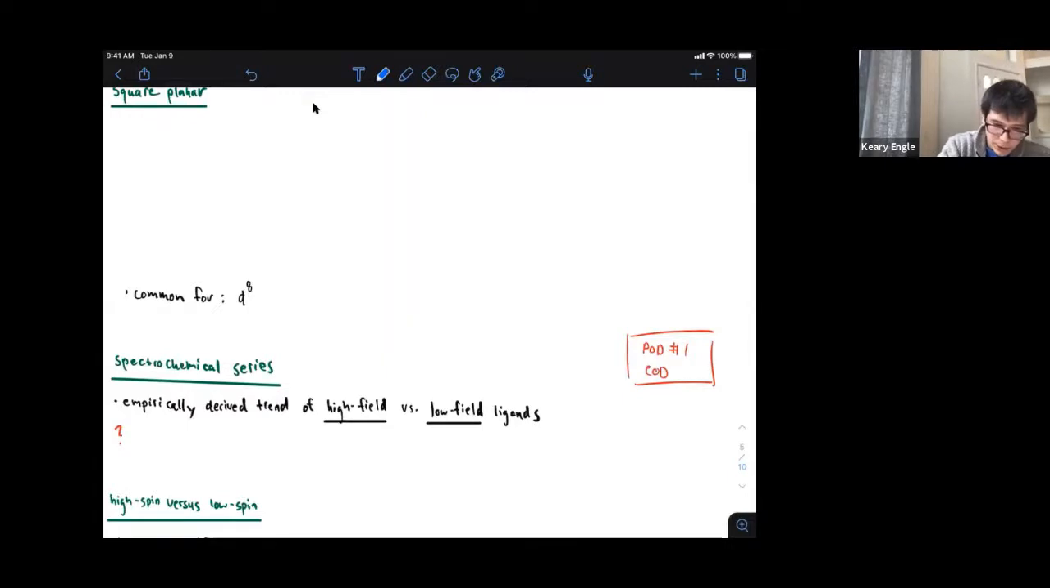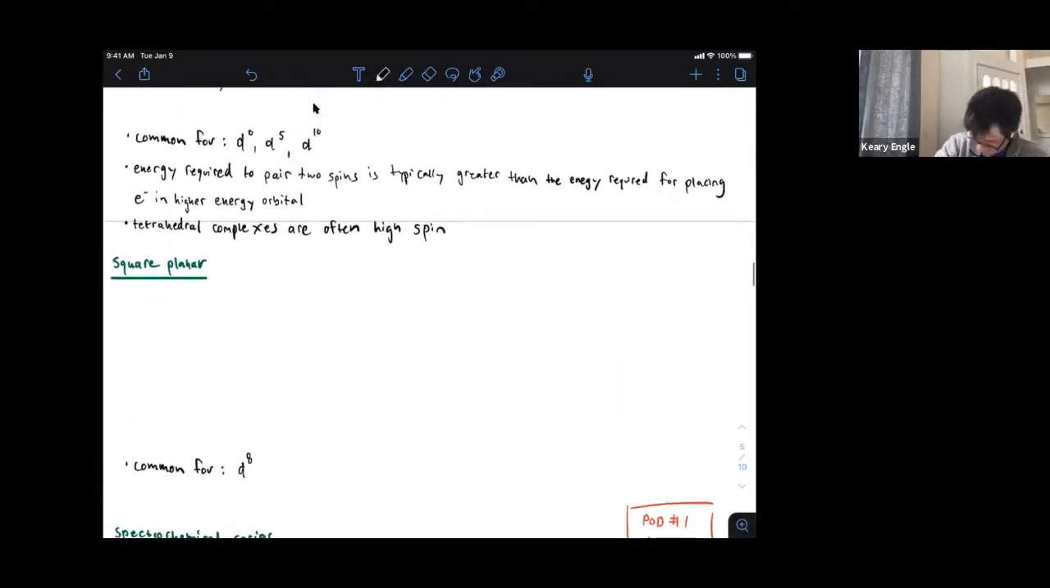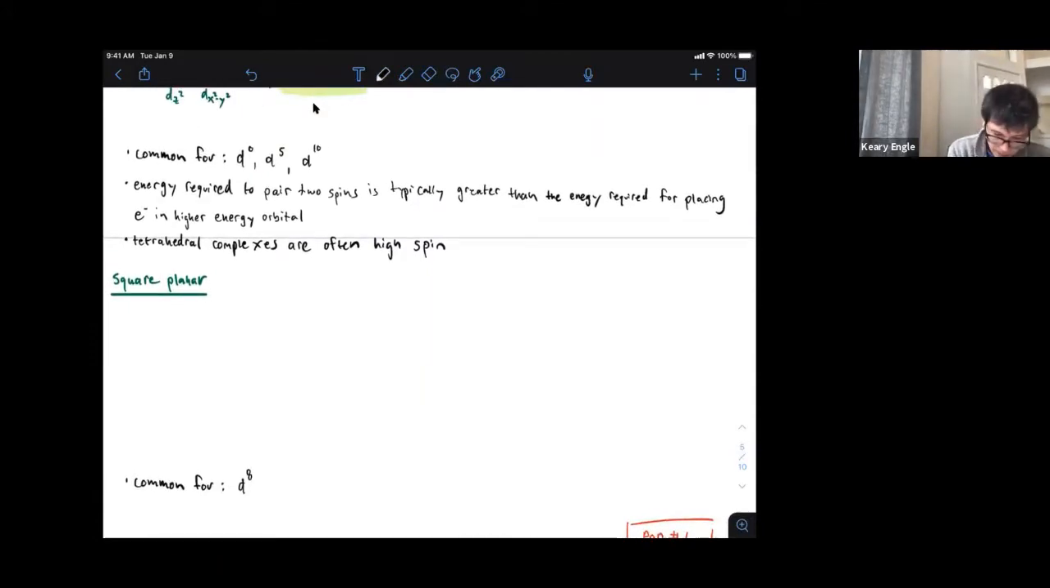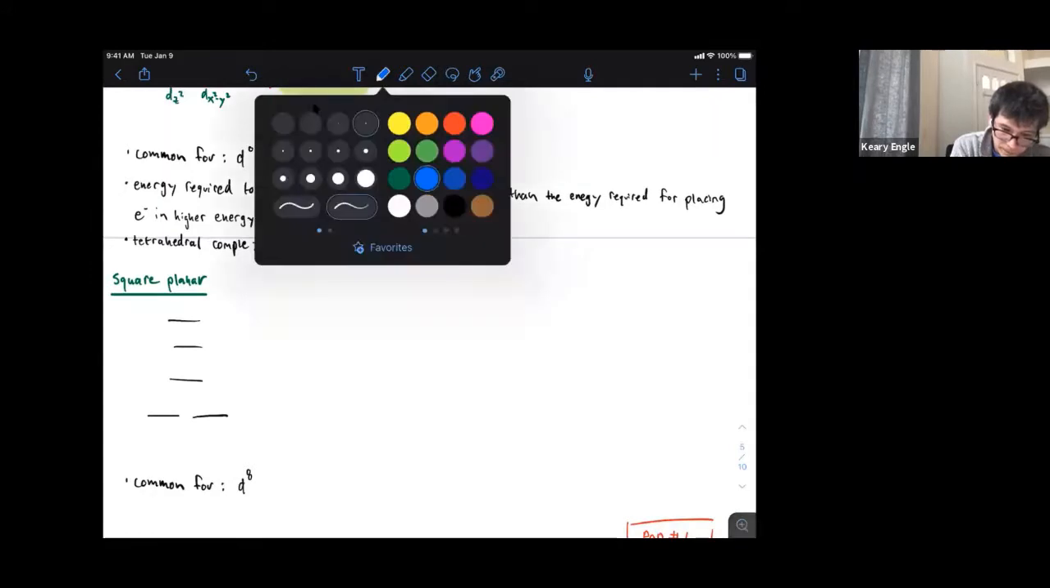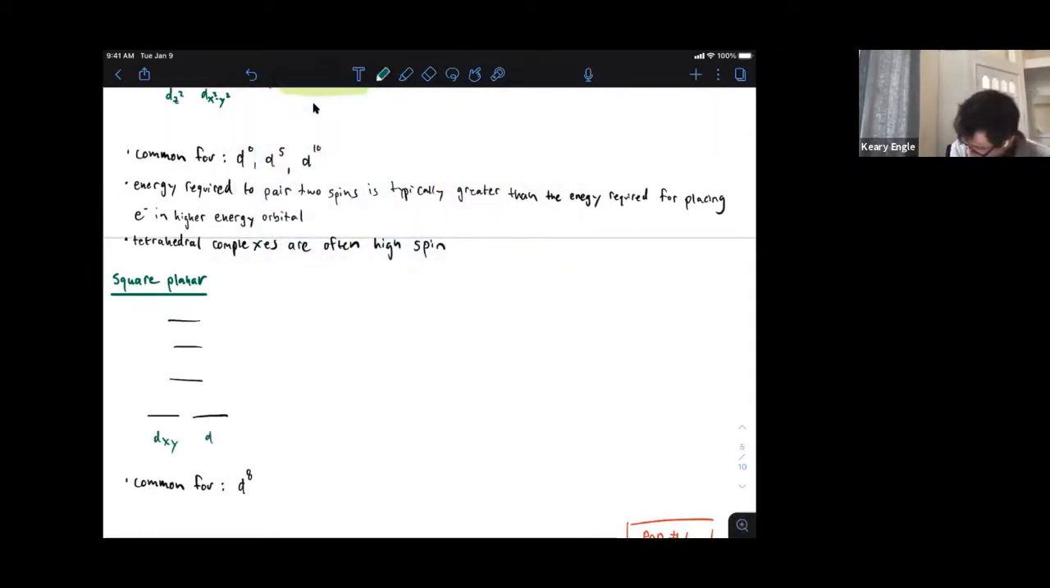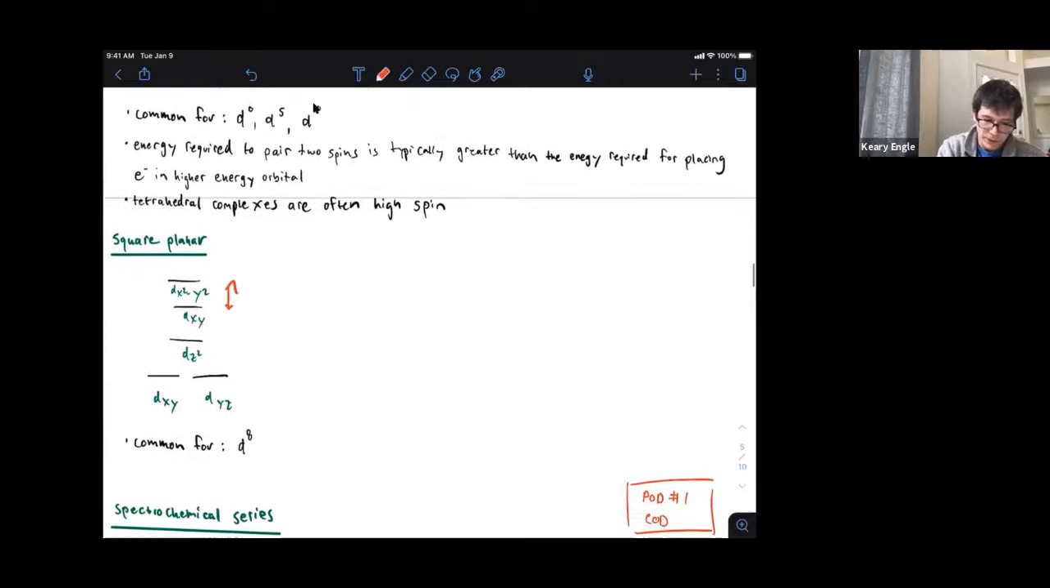And so very quickly, square planar, which is common for d8 metals. And then because typically you have 8 electrons, the 4 low energy orbitals are filled, and so the splitting energy is defined as the one highlighted.